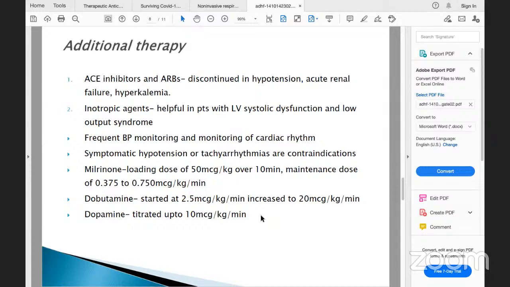Another drug which is used as an inodilator is milrinone. Loading dose is 50 mcg per kg over 10 minutes. The maintenance dose is 0.375 to 0.75 mcg per kg per minute. Dobutamine is another inodilator. It is used to increase the contractility of the heart, but should not be used if a patient has an ongoing acute MI, so you have to be careful. Also, if a patient has hypotension, with systolic BP less than 100, it can worsen the hypotension. Dopamine these days is hardly used in acute decompensated heart failure.